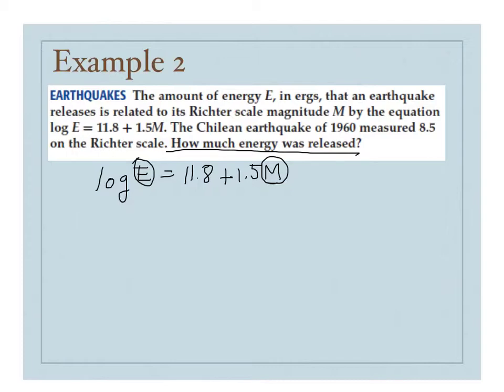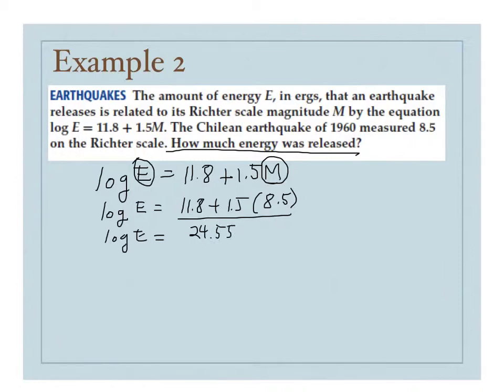Well, we're looking for E. So we want to isolate E. So what we'll do is we'll take log E equals 11.8 plus 1.5 m. And since we're given m, we're going to substitute m in. We put 8.5 in here. And if we do the calculation, this simplifies to log E equals 24.55. And you can check that on your calculator.